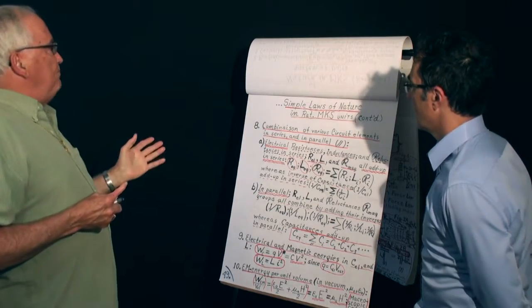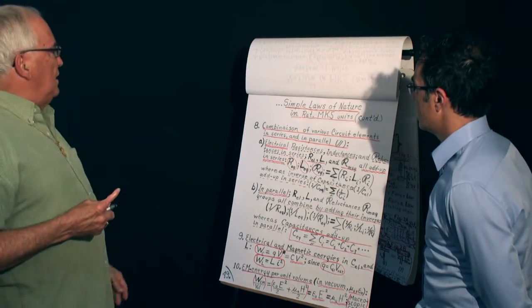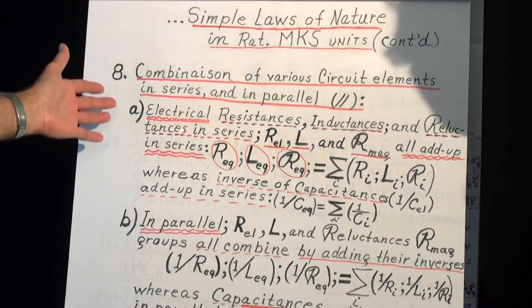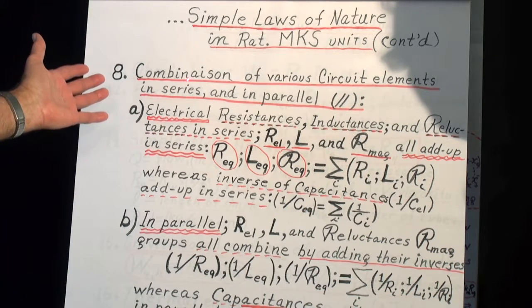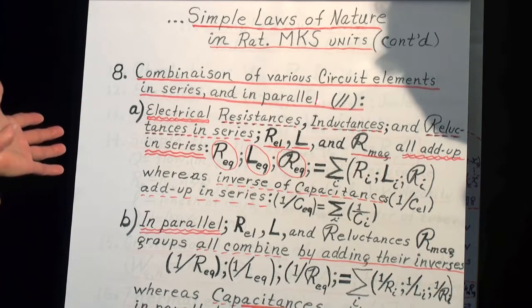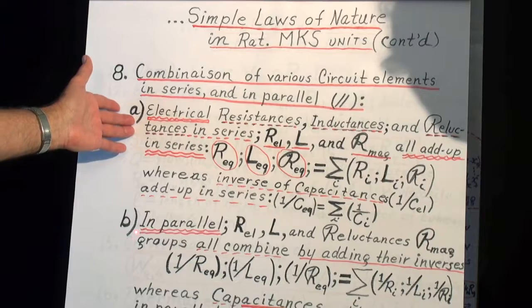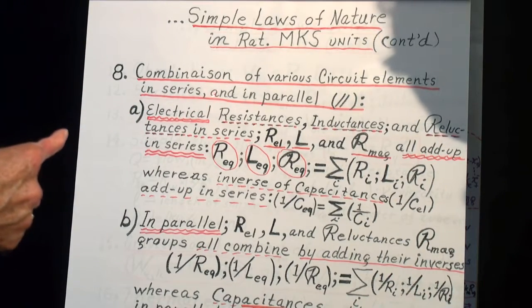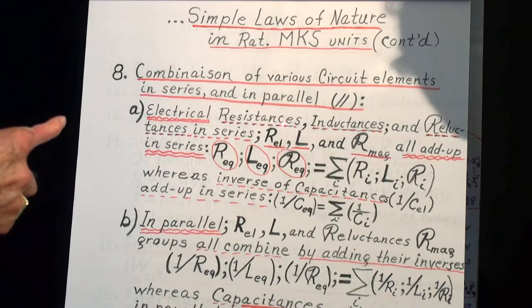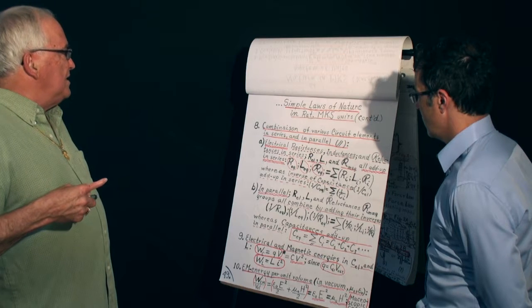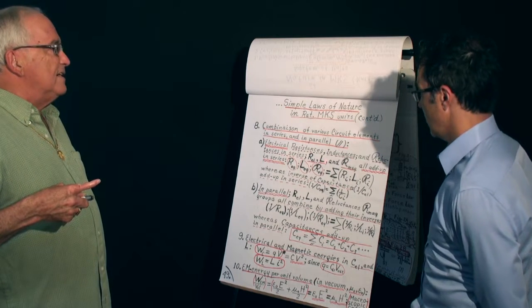Now we see the simple laws of nature in rational and chaos systems. This is a continuation. Now I'm not going to go into too much detail there, except how you combine the various circuit elements in series or in parallel, in electrical resistance and in electric and magnetic circuits. So electrical resistance and inductance and reluctance, they add up in series. Okay?